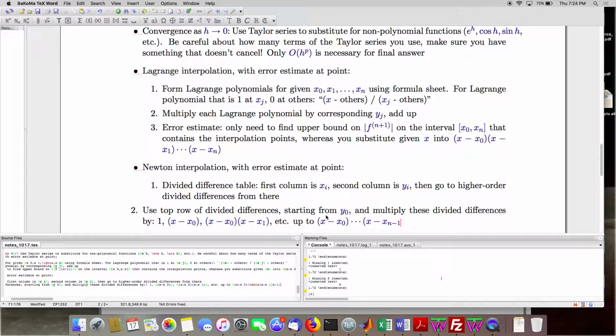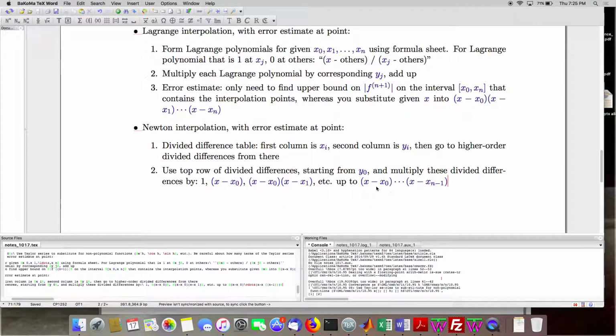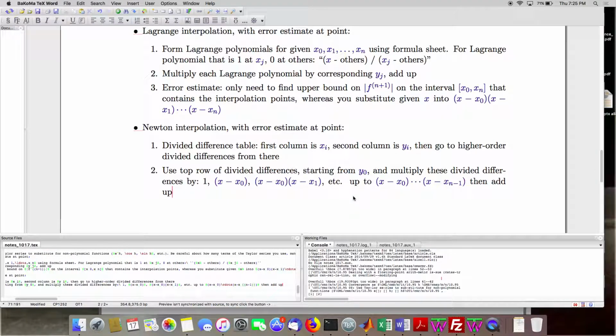So, if you have your points x naught, x1, etc., up to xn, you will not have an x minus xn, because that would be one degree too high. So don't do that. The last interpolation point is the odd one out. Okay, and then add them up. This is how you get each term in your Newton form polynomial, and then just add those terms up, and that's it.